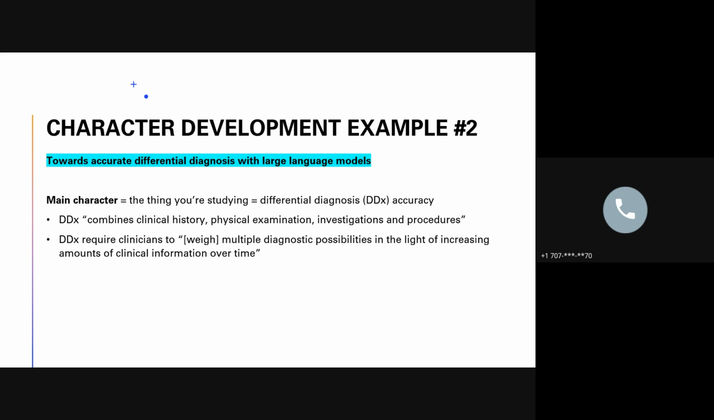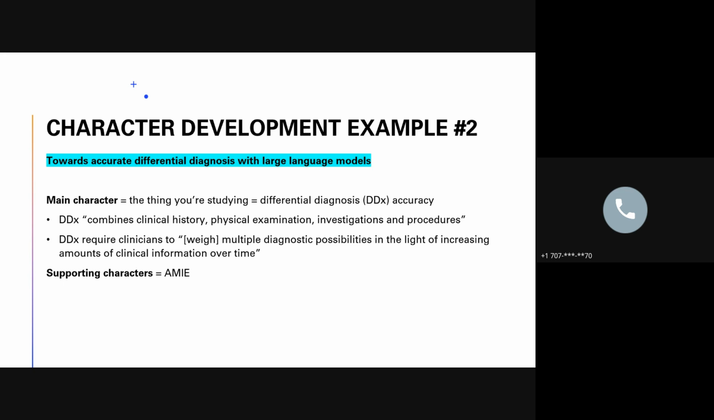So background information that we need to understand is that differential diagnoses combine clinical history, physical examination, investigations, and procedures, and require clinicians to weigh multiple diagnostic possibilities in the light of increasing amounts of clinical information over time. So this helps us understand the complexity of differential diagnoses.